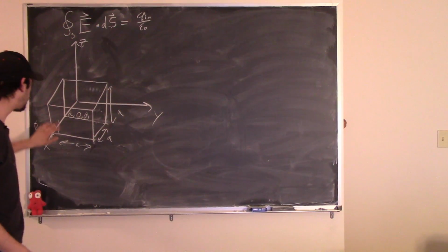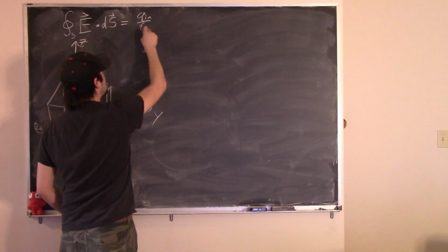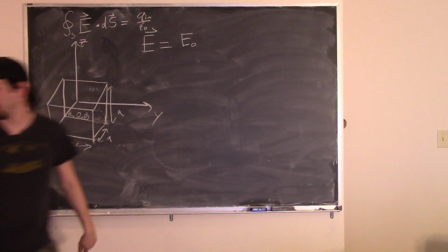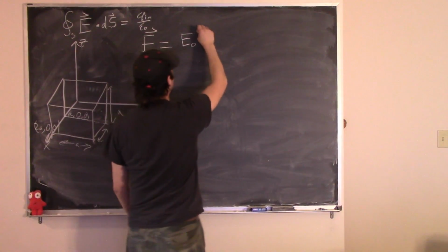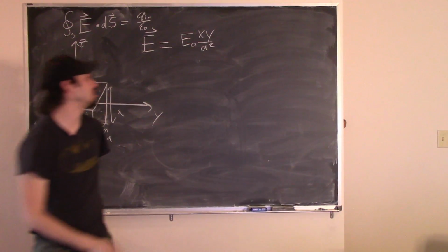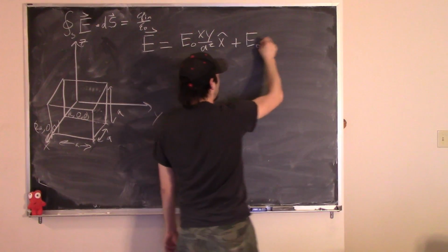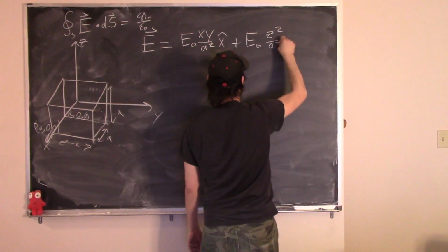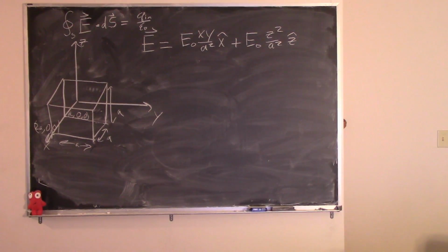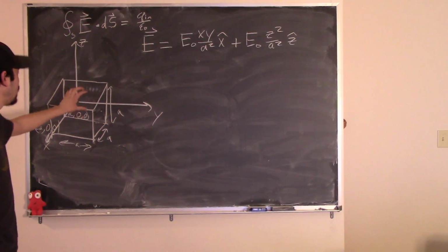Okay. So for this one, I tell you that I have some electric field in all of space given by E vector is equal to E0 x squared over a squared in the x hat direction plus some E0, I think this one was z squared over a squared in the z hat direction. Let me just check that to be sure. Yeah, okay. So we want to find what the charge is inside of this cube.